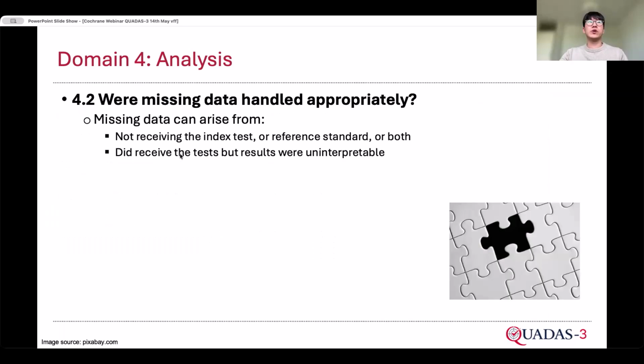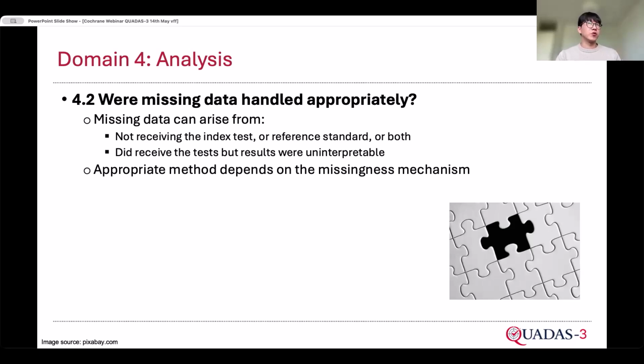So even if we have the question about were all participants included in the analysis, if there is missing data, of course, you would like to know how those patients were included in the analysis. How was missing data dealt with? And in general, very broadly speaking, missing data can arise from not receiving the index test or the reference standard, or both. Or maybe patients did receive the tests, but results were unusable or uninterpretable. Then we can have missing data.